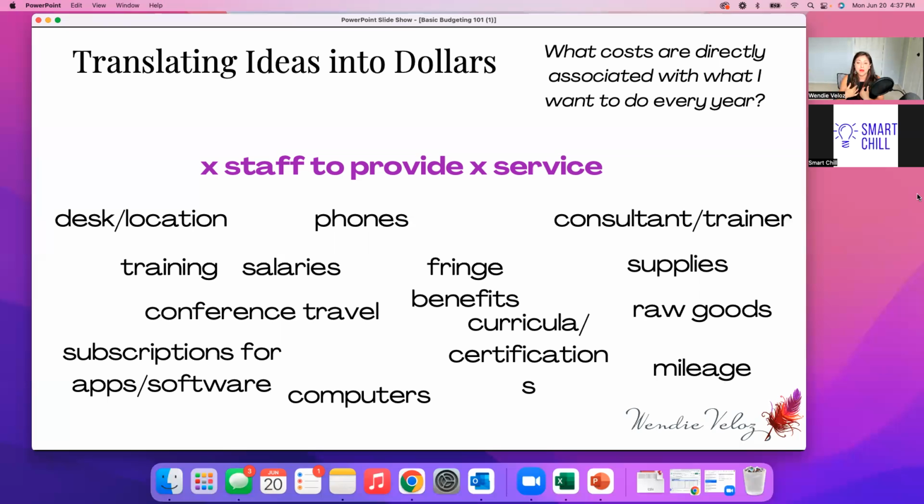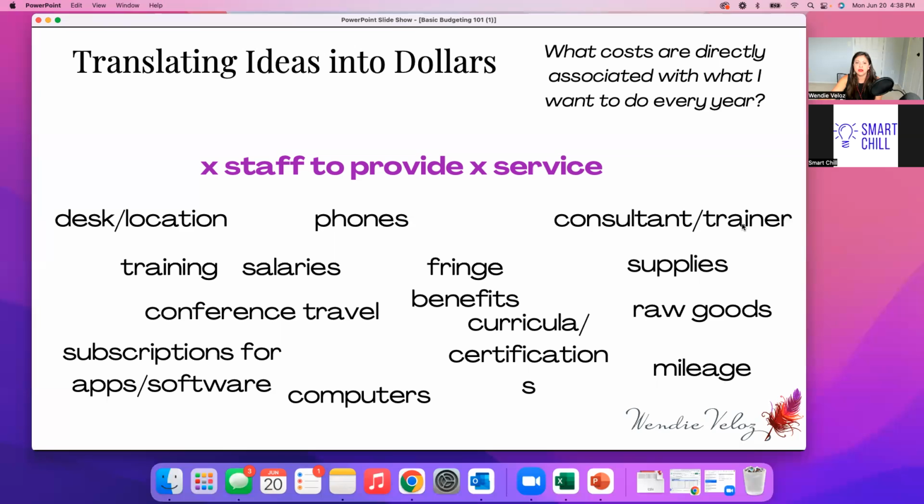I know for me, for my business, I have a ton of subscriptions for software just for myself, right? Imagine if I had 4 other staff, I would be multiplying that by 4 users. So you're thinking about these things in terms of how many people you have doing this thing you want them to do. When you want them to provide a service, what does that look like for them to actually provide the service? Are there raw goods that you need to purchase, or is there mileage that they're going to be incurring in order to go and serve the people you want them to serve?